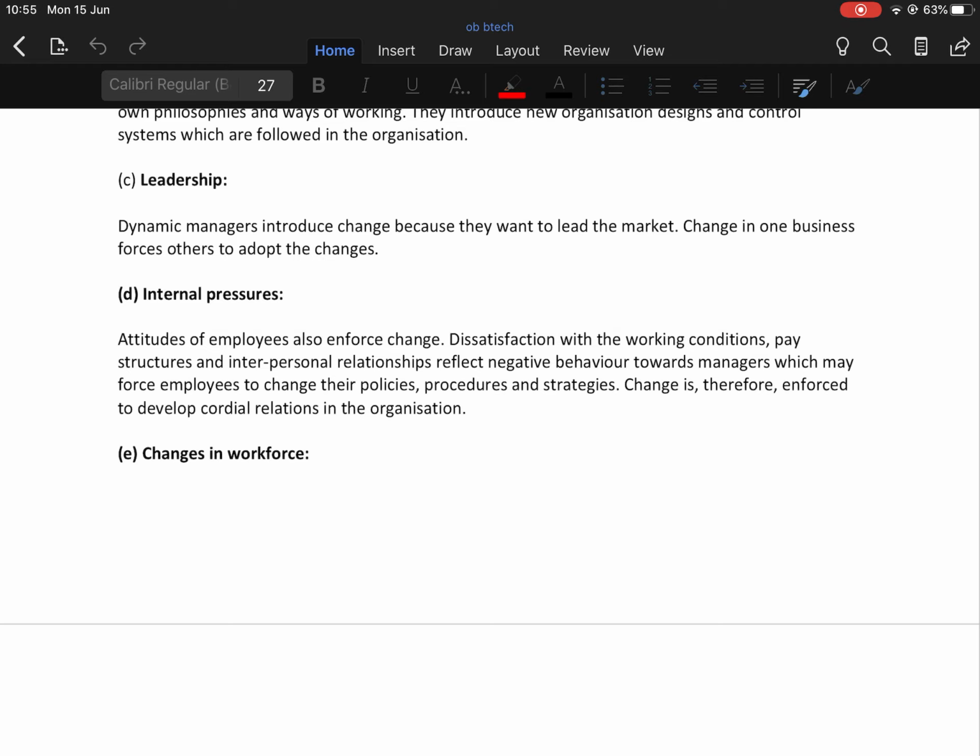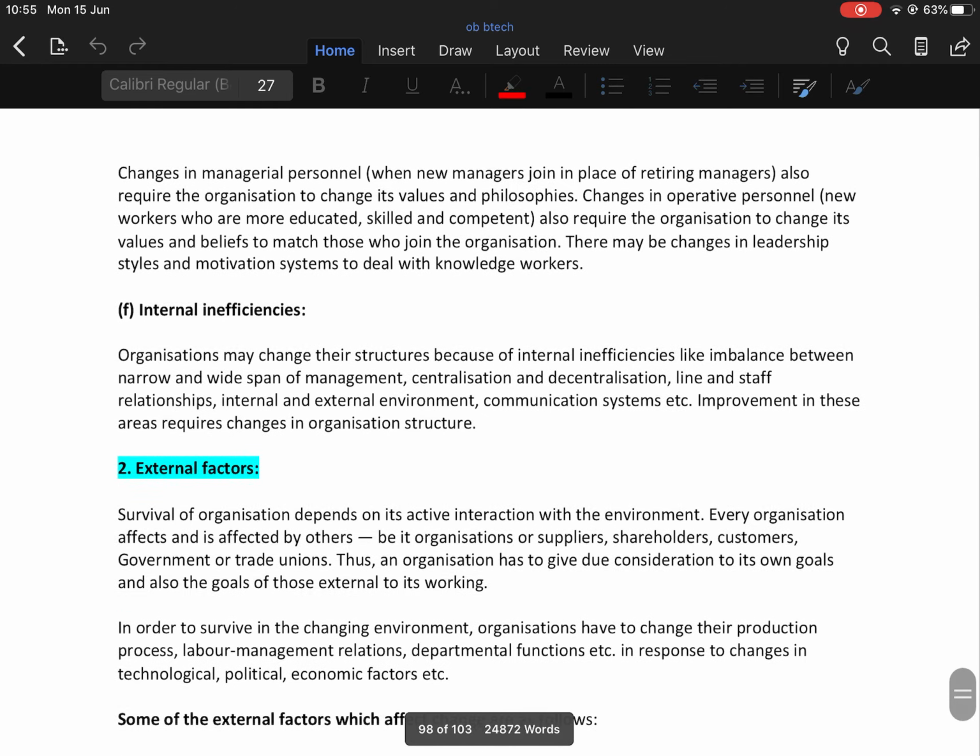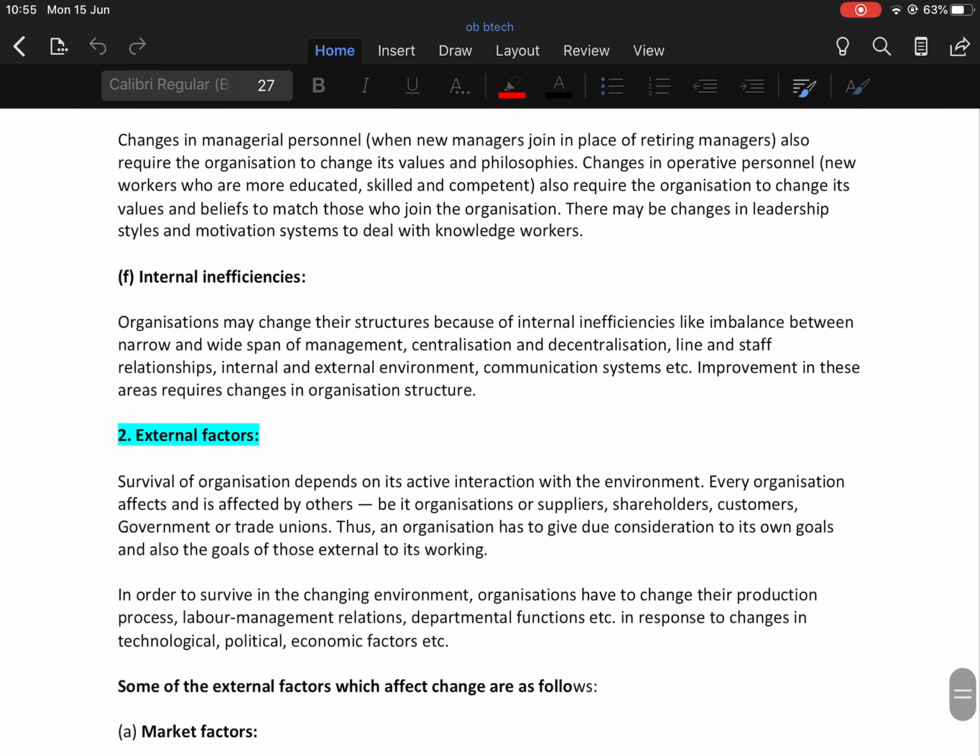The next is change in workforce. So changes in managerial personnel also require the organization to change its values and philosophy. Changes in operative personnel, like new workers who are more educated, skilled and competent, also require the organization to change its values and belief to match those who join the organization. There may be changes in leadership styles and motivation system to deal with the knowledge workers.